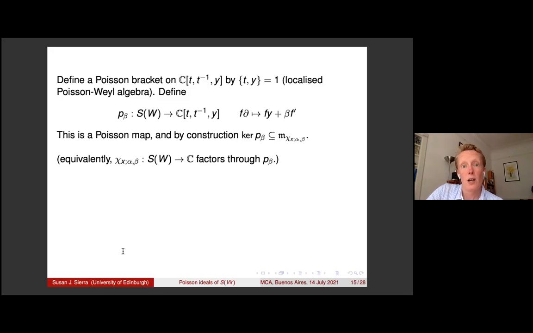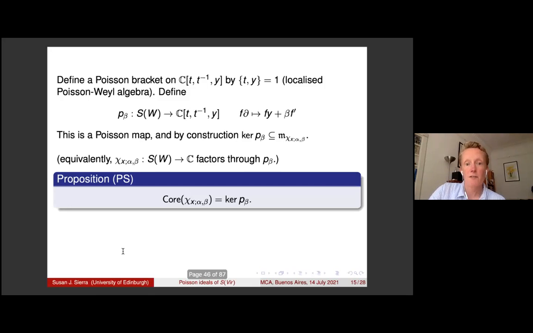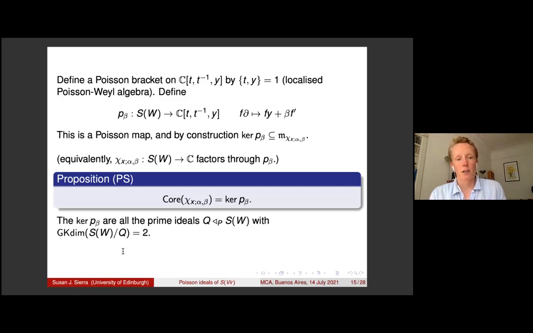So we know at this point that this function chi x alpha beta has a non-trivial Poisson core. And in fact, its Poisson core is precisely the kernel of p beta. And furthermore, these kernels are all of the Poisson primes in the symmetric algebra of the Witt algebra with sort of codimension 2.